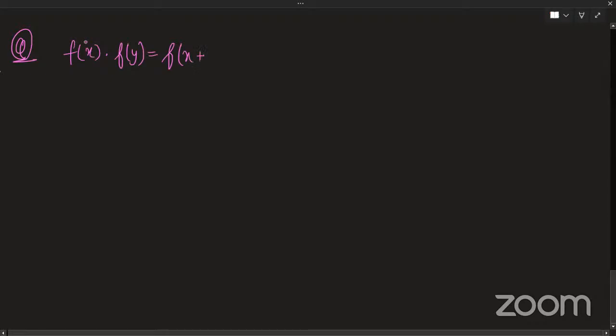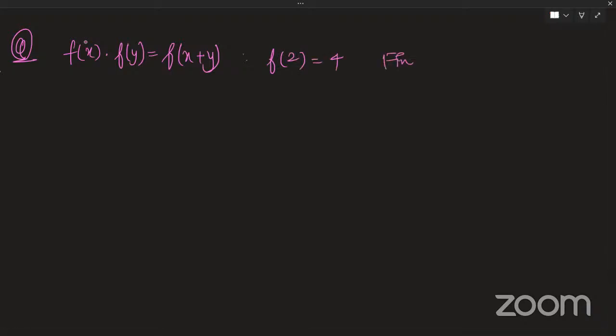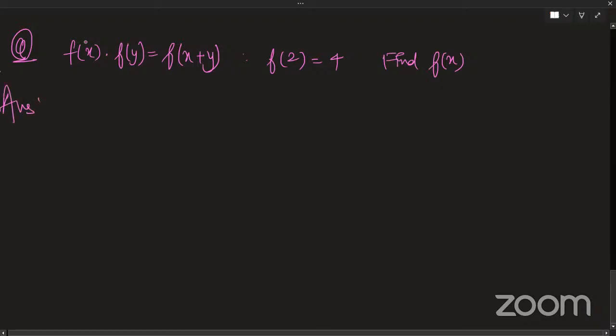Okay. So I am telling you f(x) multiplied by f(y) is equal to f(x+y). Along with that, I am telling you that f(2) is equal to 4. So I am asking you, find f(x). Can you do it? जल्दी करना थोड़ा.